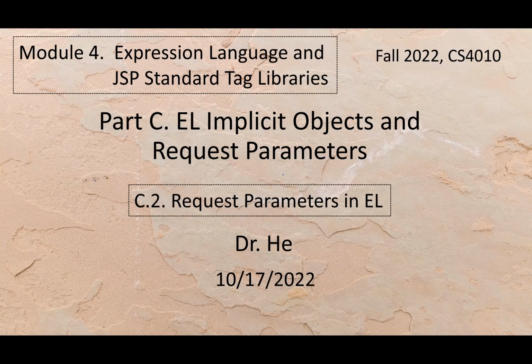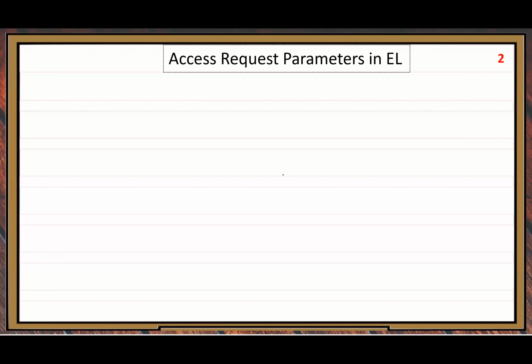C.2, request parameters in EL. So this time, let's take a look. If we like to access request parameters, the fastest, easiest way is through EL, pretty obvious, pretty straightforward. So let's take a look.